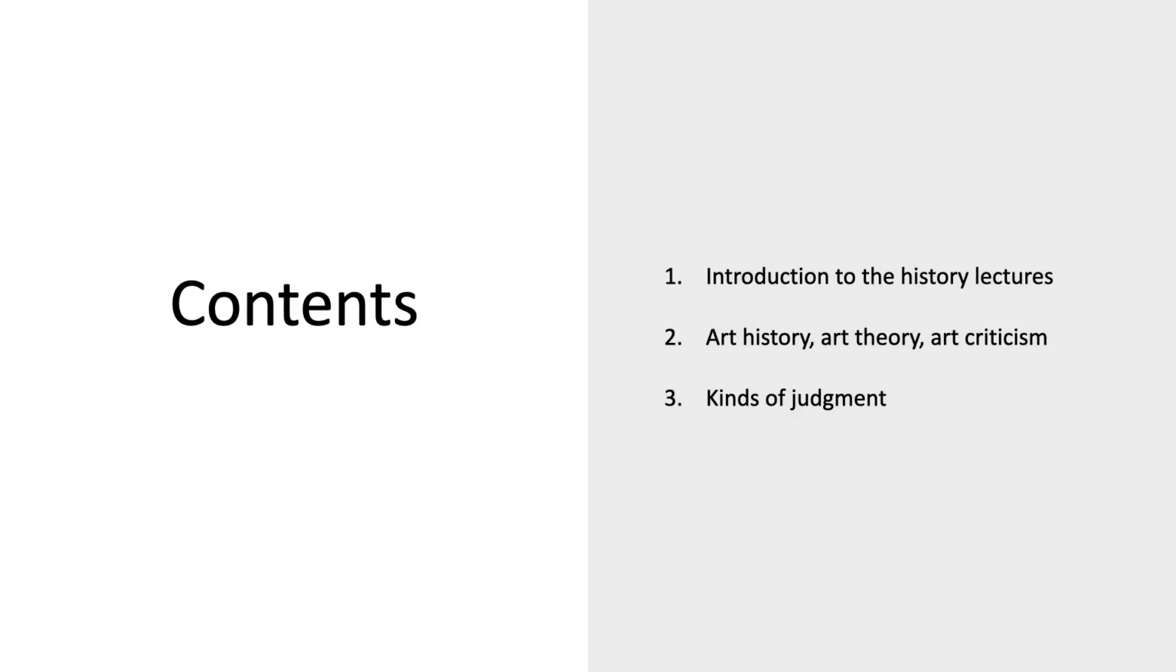I'm going to introduce all the history lectures in just one slide, and then I'm going to talk about some very general, simple ways to distinguish and define art history as opposed to art theory and art criticism. But I'm going to spend most of my time on this third category, kinds of judgment, because it turns out that in order to tell the differences between history of art, theory of art, criticism of art, it's necessary to ask what we mean in any given case by judgment.